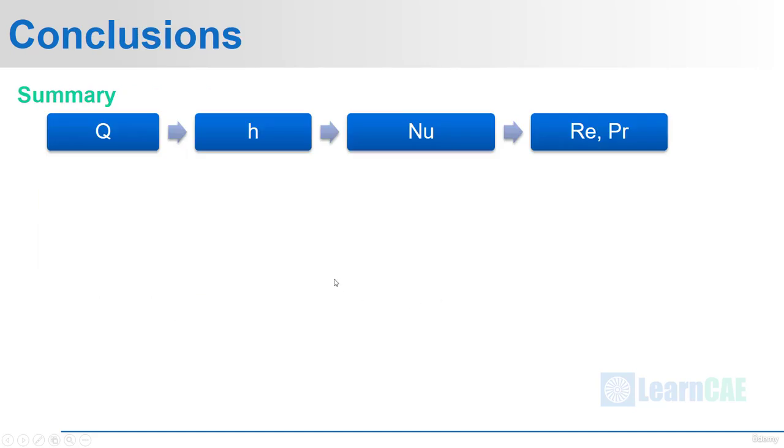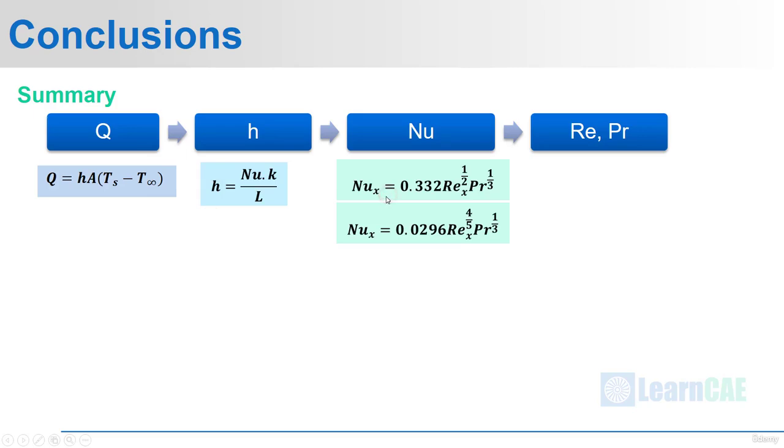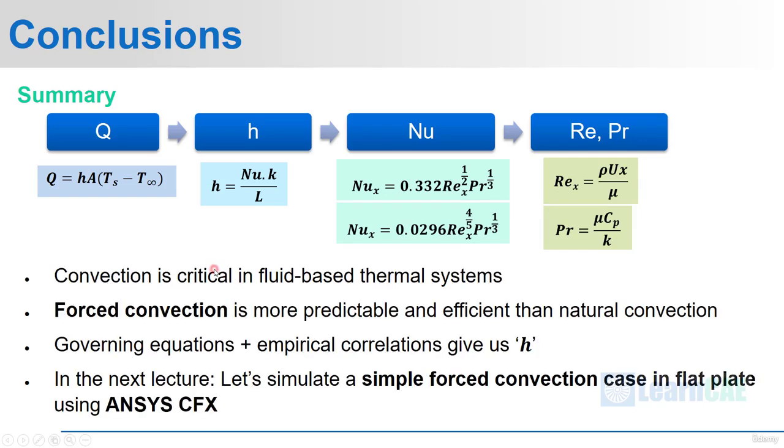Next, coming to the summary: to find the net heat transfer rate through convection, you need to know the h value. To find h, we need to know the Nusselt number. To find the Nusselt number, we need to know the Reynolds number and Prandtl number. For Q, it is equal to h into A into (Ts minus T infinity). h is equal to Nusselt number into k by L. The Nusselt number is given by empirical relations, which are a function of Reynolds number and Prandtl number, and we know the formulas for Reynolds number and Prandtl number. Based on this, we can find the convection heat transfer coefficient and also the net heat transfer rate.